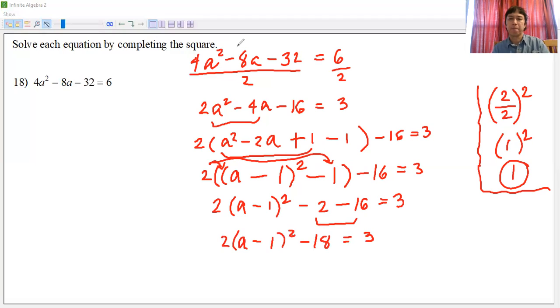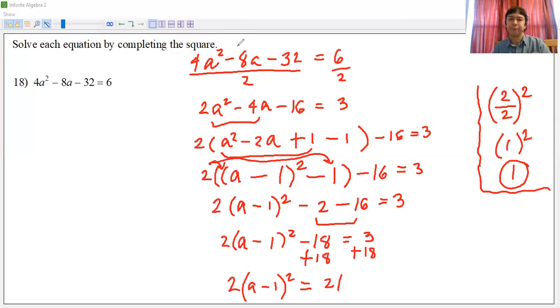There. Okay, next line, add 18 to isolate the binomial. So add 18 here, add 18 here at the right side. All right. This becomes 0. The -18 and the +18 become 0. We will only have on the left side 2 times a minus 1 squared. And so this equates to 18 plus 3, 21.